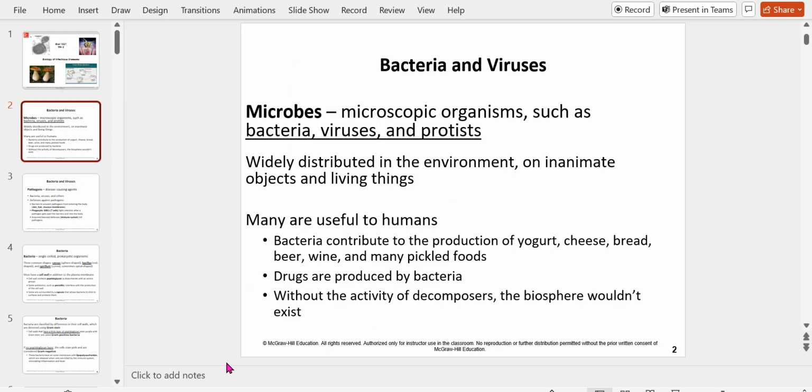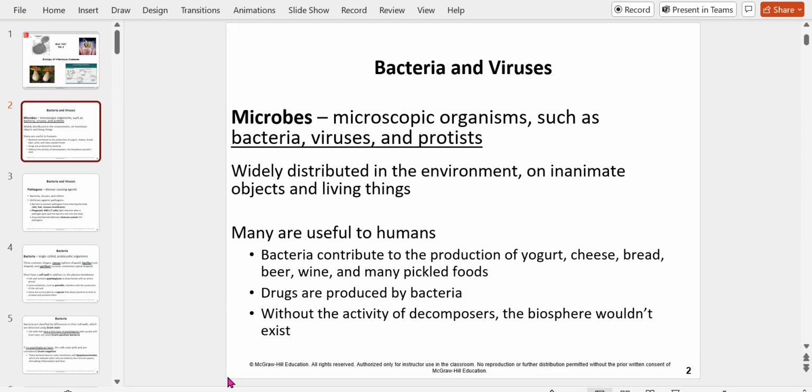So, when we're talking about bacteria and viruses here, basically what we're talking about are microbes. And these are microscopic organisms, things that we cannot see with our naked eye. We need a microscope in order to see. Widely distributed in the environment, on inanimate objects and living things. They are everywhere. We are completely covered in microbes. We will never ever get rid of these microbes.